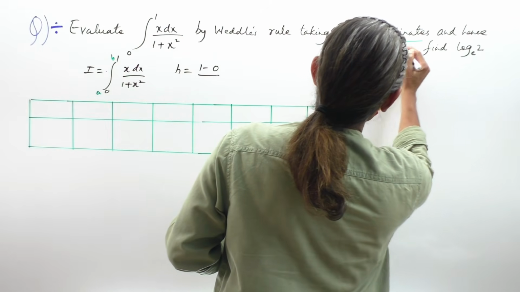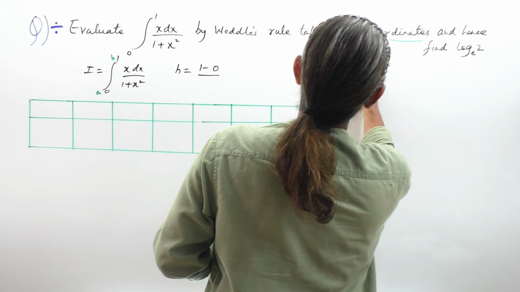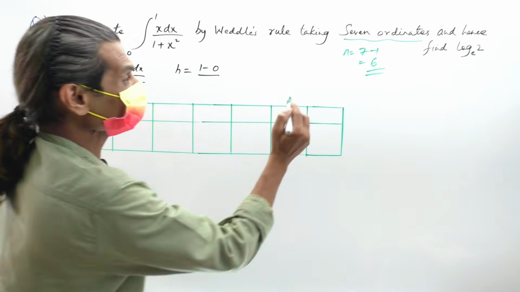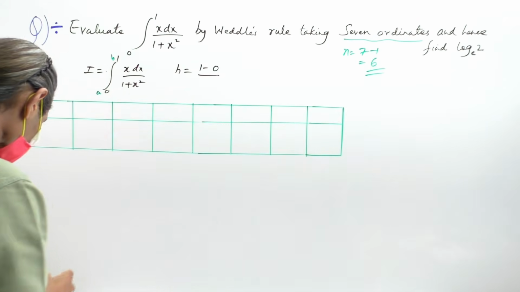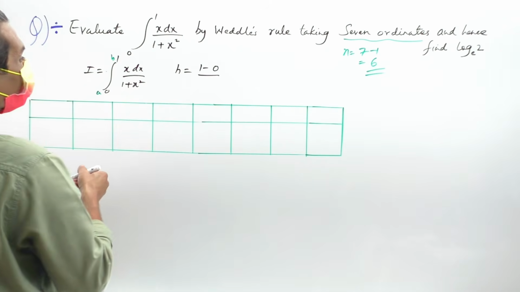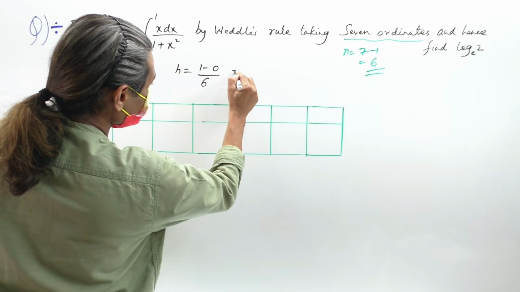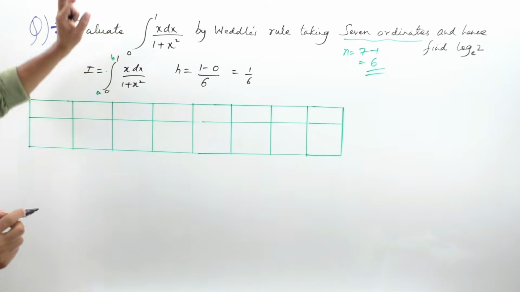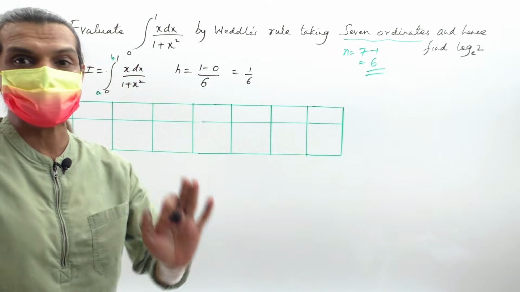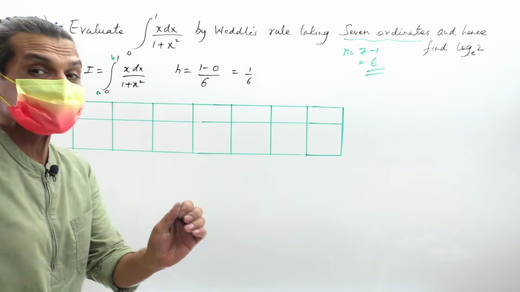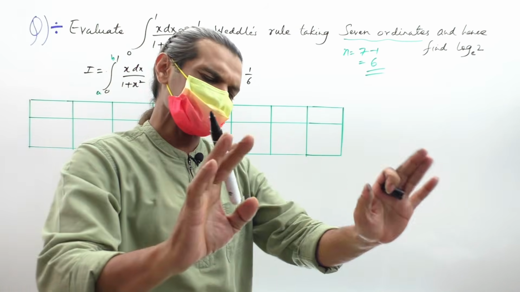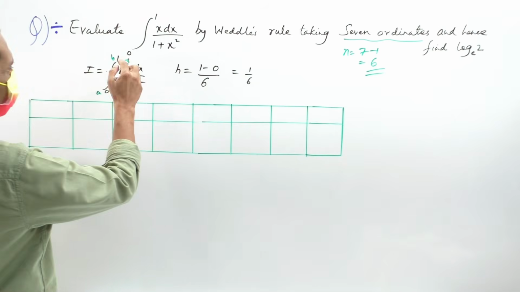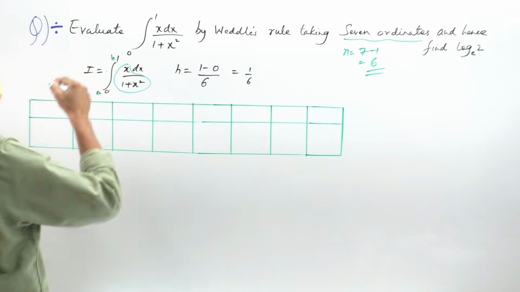7 ordinates means 7 minus 1, that is 6 intervals. So here n is equal to 6. So h equals 1/6. That means the limit 0 to 1 is divided into 6 equal parts. Each part size is 1/6. That's it, simple. Now this inside part is always y, excluding dx.